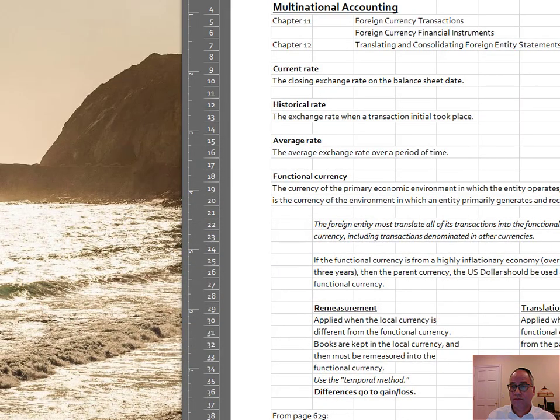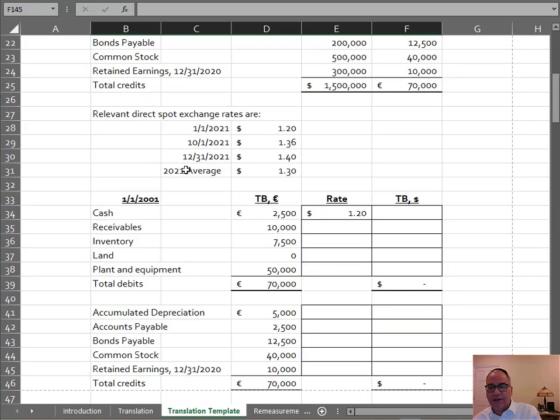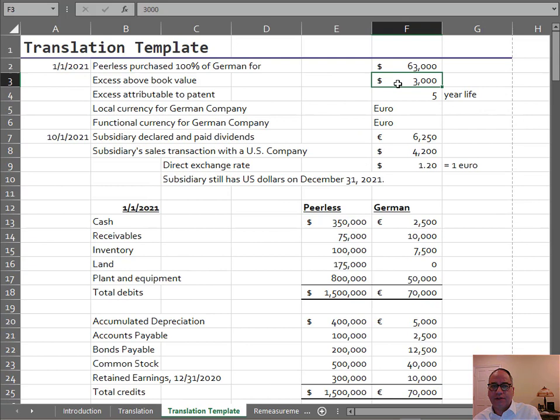So let's go to the translation template now. In this example, Peerless purchased 100% of German for $63,000. There's an excess above book value of $3,000, and this is attributable to a patent which has a 5-year life.